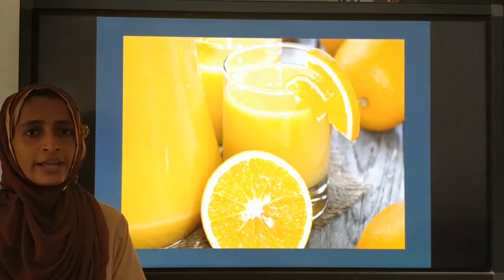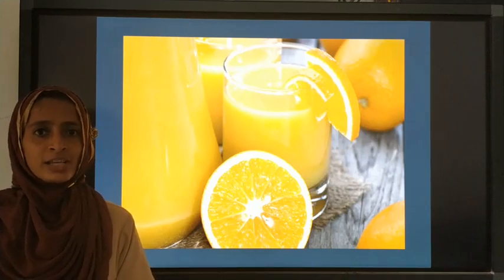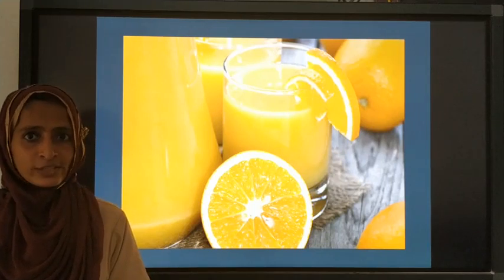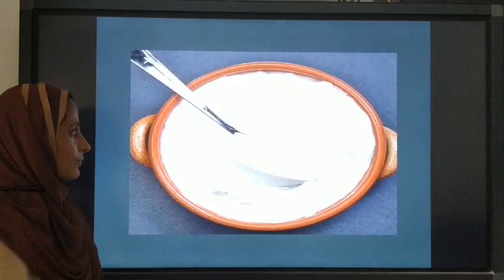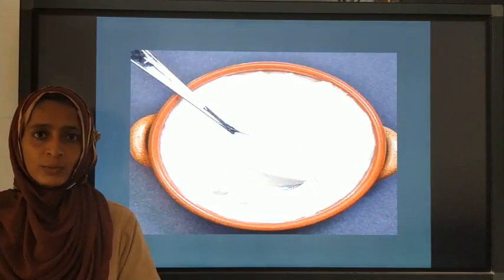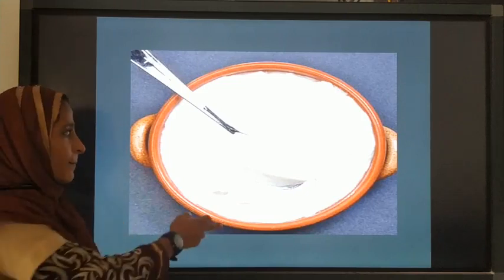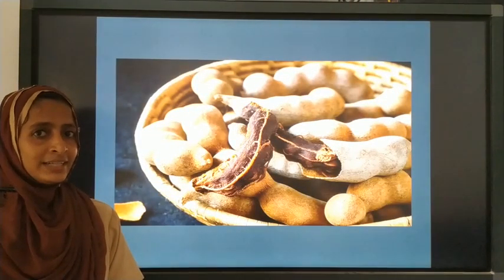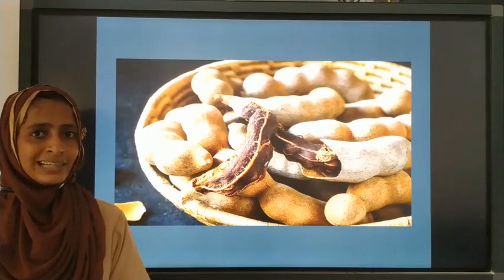What is this? It is orange. What is the taste of orange? Orange tastes sour. And if it is ripe enough, it will taste sweet also. So it tastes sour as well as sweet. This is curd. What is the taste of curd? It tastes sour. This is tamarind. Tamarind tastes sour. Okay, clear?